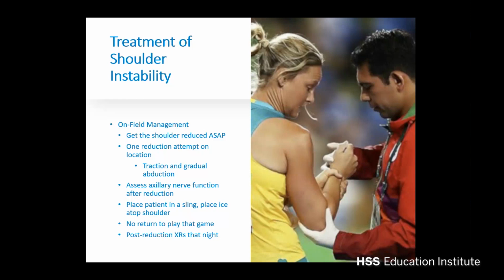What's important is not just the reduction, but what you do after the reduction. So number one, you want to assess the axillary nerve. You just palpate, take your fingers and feel the side of the shoulder, see if they have any nerve numbness or tingling. Make sure that they can grab your hand with their hand.